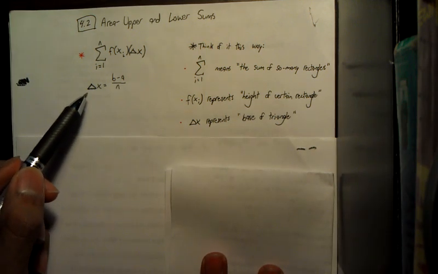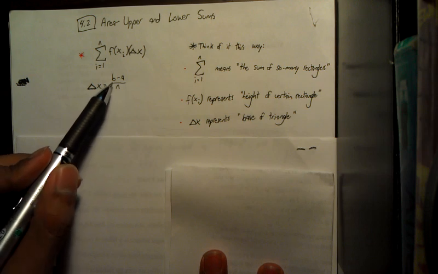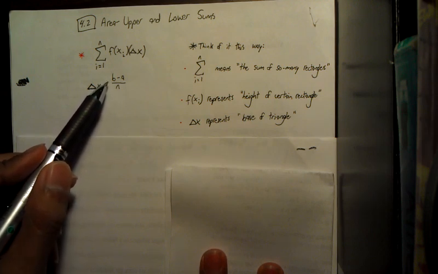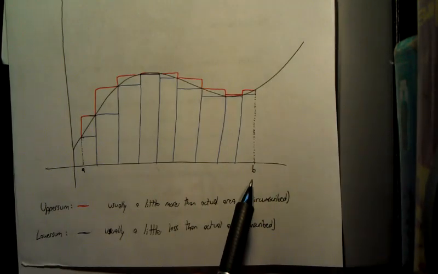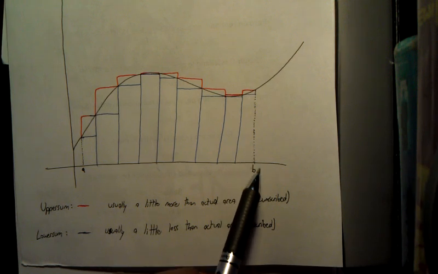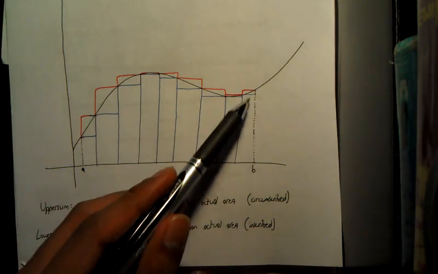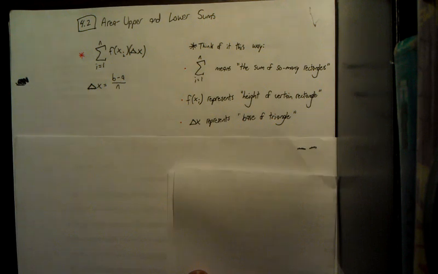As you can see here, the change in x is going to equal b minus a over n, b being your rightmost, farthest to the right interval restriction, and then a being your leftmost one.